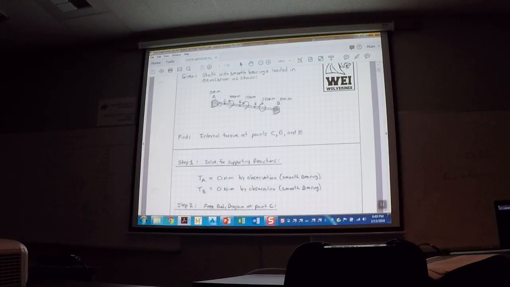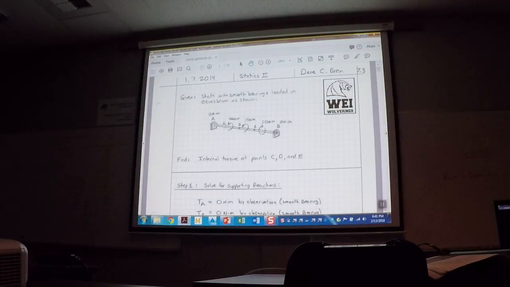And we're not applying any lateral load in the X, Y, or Z direction. This is only torque load being applied to it, like just putting a torque wrench on it and spinning it only, right? So that means on this end there is no X, Y, or Z load at all. Or then there's no torque either, because it's allowed to spin. So there's no torque on A or B. That's what I'm saying. By observation, smooth bearings, there's nothing going on there.